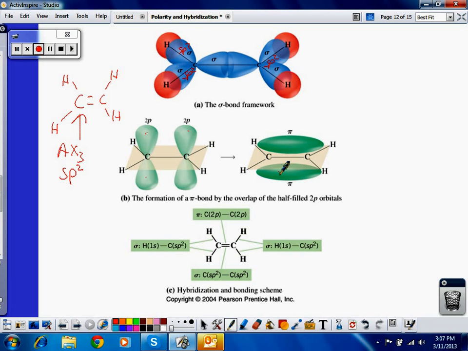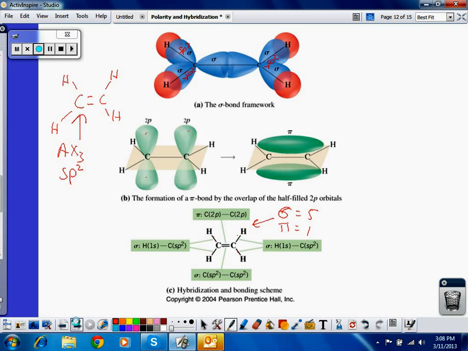So if I look at this Lewis structure, 1, 2, 3, 4, there are 5 sigma bonds and 1 pi bond. So in this structure, this notation is a little confusing. The sigmas equal 5 and the pi equals 1. And there's 1, 2, 3, 4, 5, 6 lines drawn total. The first bond is a sigma bond, the second bond is a pi bond. And this is just showing what's bonded to what. The 1s of hydrogen is bonded to one of the sp2s of carbon.